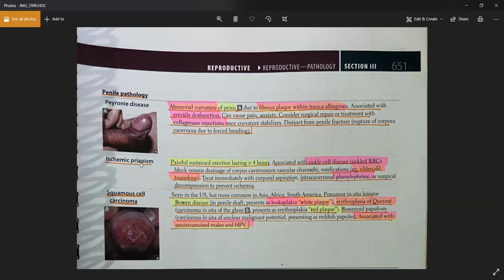Okay, so that was about ischemic priapism. Any doubt?